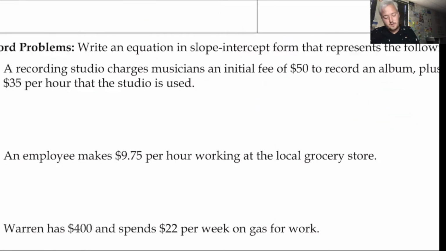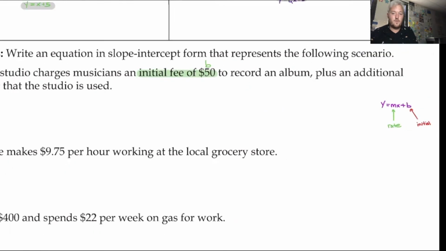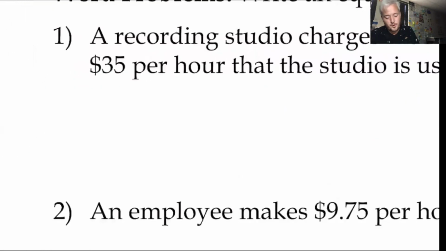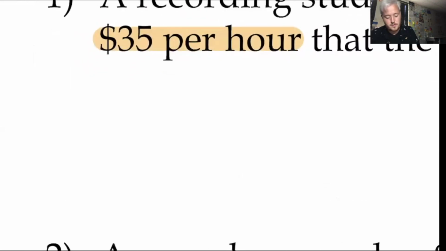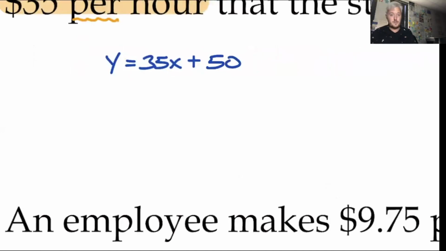Okay, so going back to your problem here. It has an initial fee of $50. So when I say initial, this is your b value. Now, plus an additional $35 per hour. Your key word here in this phrase is per. It indicates that this is a recurring rate, so that means this is going to be your m value. So your equation here is y equals 35x plus that initial value of $50. So that's your equation.